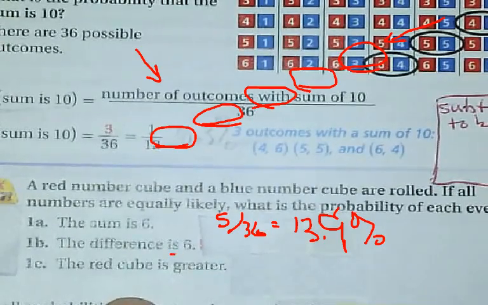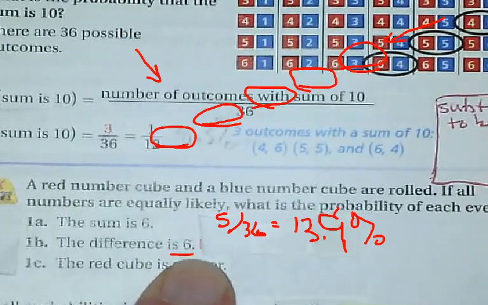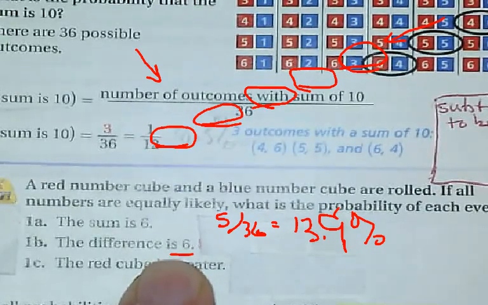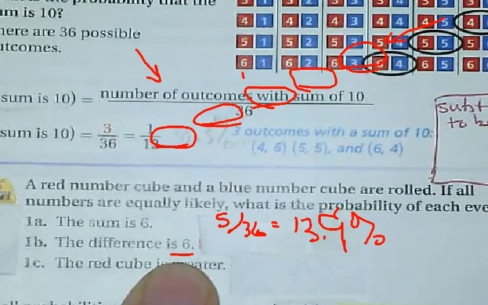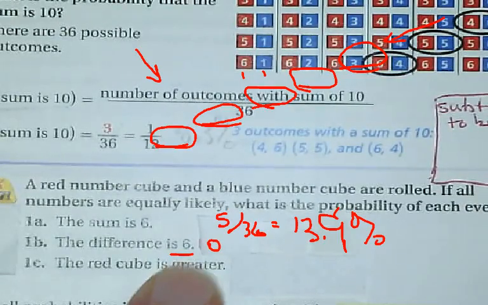Now some things are impossible, like this. The difference, that means you subtract. You subtract to be a 6. There's no way to subtract to be a 6. If the biggest number on the dice is 6 and the smallest number is 1, when I subtract the smallest number from the biggest number, that's 5. There's no way to get a 6, so I can't do this. This would be 0%. There'd be no way to subtract.